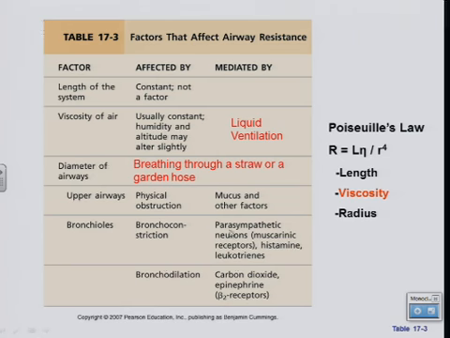So changing the diameter of the airway is very effective and regulates resistance to a great extent. Remember, it's radius to the fourth power. So this is more influential than length and viscosity. So this is our primary regulation of resistance, even though resistance can change through length and viscosity in other minor ways.